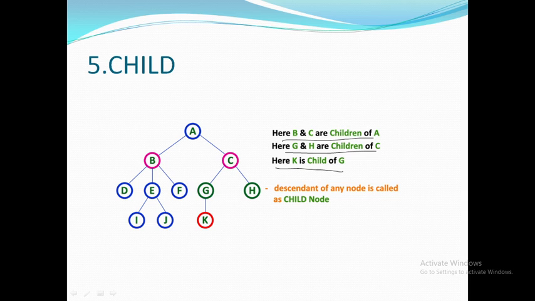Descendant of any node is called a child node. Descendant means తర్వాత అని. ఒక నోడ్ తర్వాత దాని కనెక్షన్లో నెక్స్ట్ లెవెల్లో ఏదైనా ఒక నోడ్ ఉంటే దాన్ని ఏమంటాం మనం? చైల్డ్ నోడ్ అంటాం. ఓకే స్టూడెంట్స్, ఓకే, థ్యాంక్ యూ.